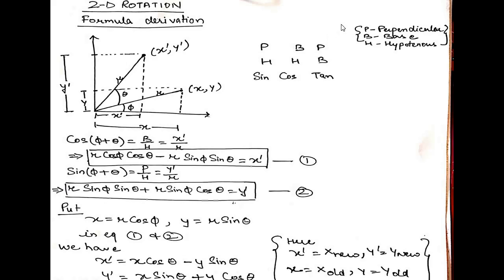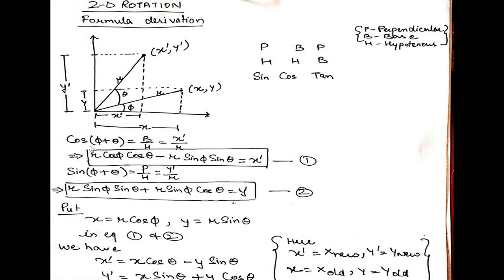Here P represents your perpendicular, B means base and H means hypotenuse. Initially we have point x, y, then we will get new points, that is x dash and y dash. What will be the new points? With the help of this angle theta, we can solve this expression. This is your cos of phi plus theta. You have to take this whole angle, because this is your new point.